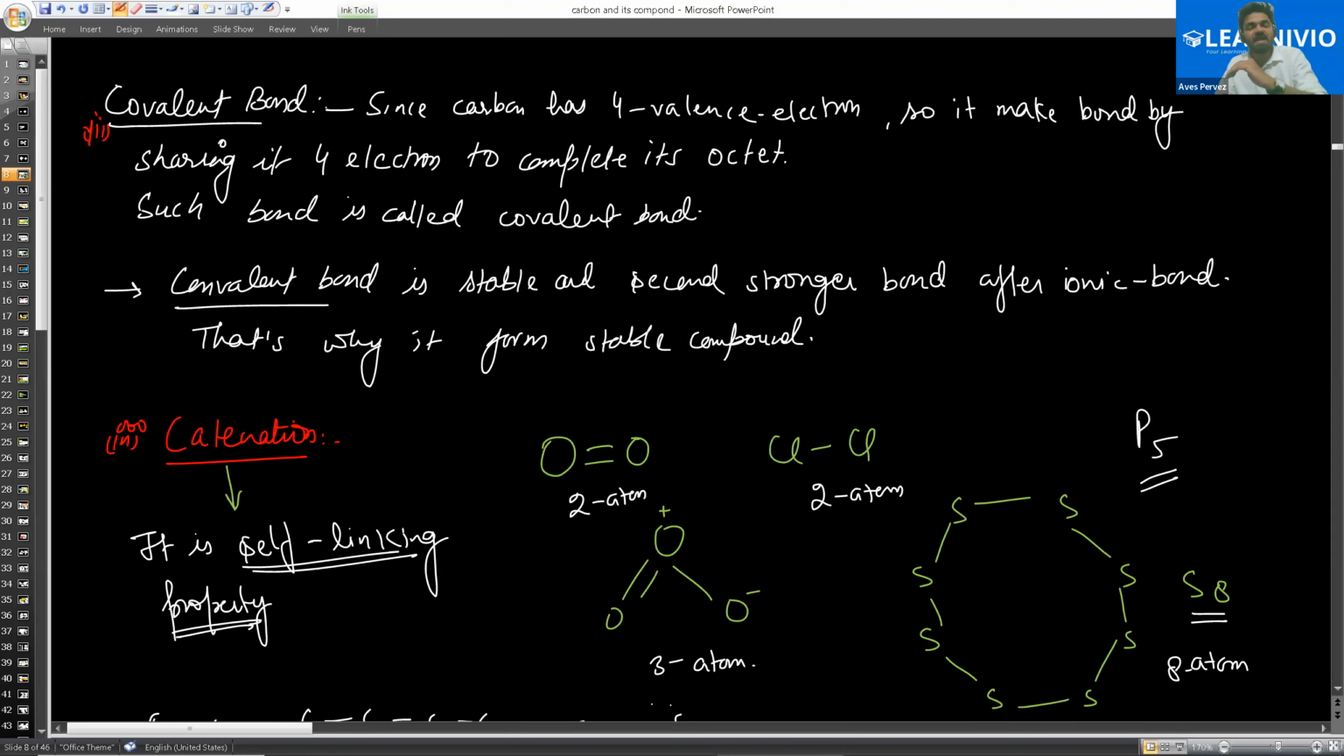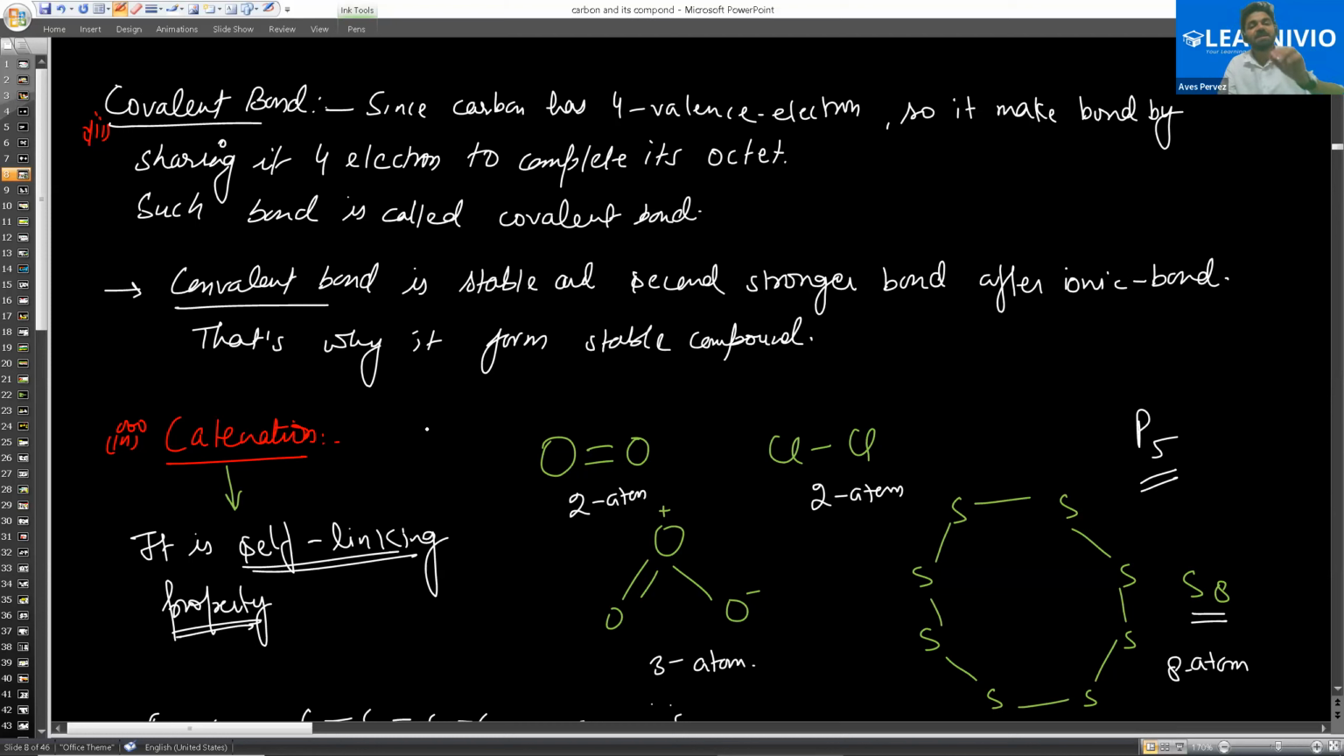unlike the ionic bond, which is a bond formed between metals and non-metals. It is not like that. So the covalent bond is the second strongest bond after the ionic bond. That's why it is a stable bond. Carbon makes covalent bonds, the second strongest bond, so the compounds formed by carbon are also stable.